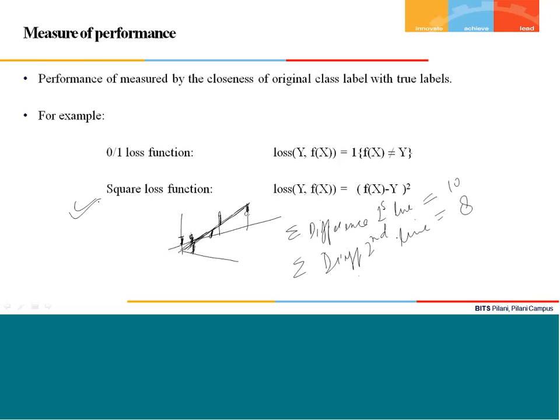And I will go through the loss functions one by one. This square loss function is for regression, and the other is for classification.